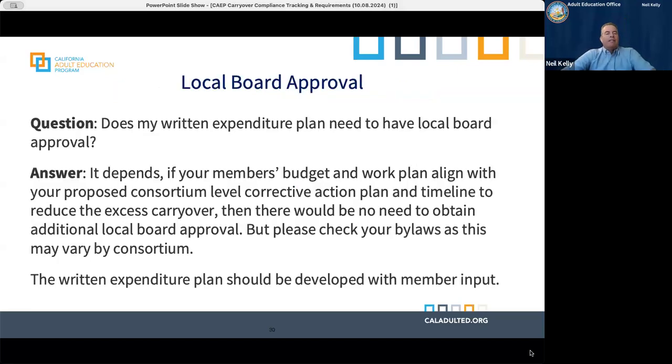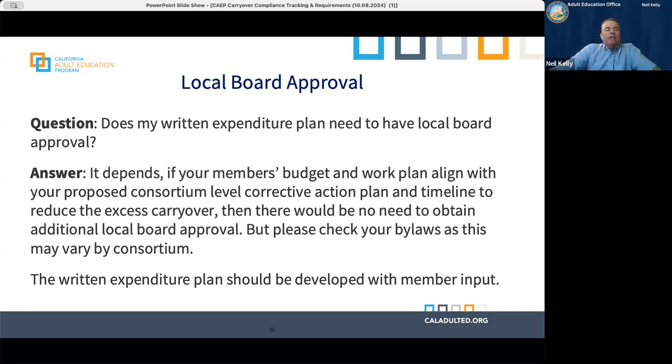Okay, next slide, please. So here's a quick question. Does my written expenditure plan need to have local board approval? So the answer is it depends. And this is why I was referring to your member work plan and budget. So if your members' work budget and work plan align with your proposed consortia level corrective action plan and timeline, I think that was question 6, to reduce the excess carryover, then there would be no need to obtain additional local board approval, but please check your bylaws as this may vary by consortia.